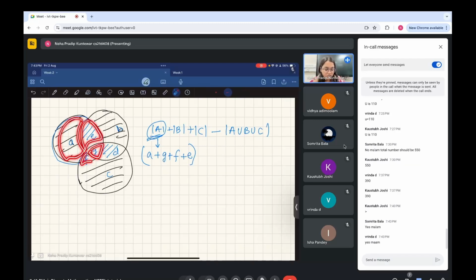Now when I'm counting B, what are the elements that get counted?